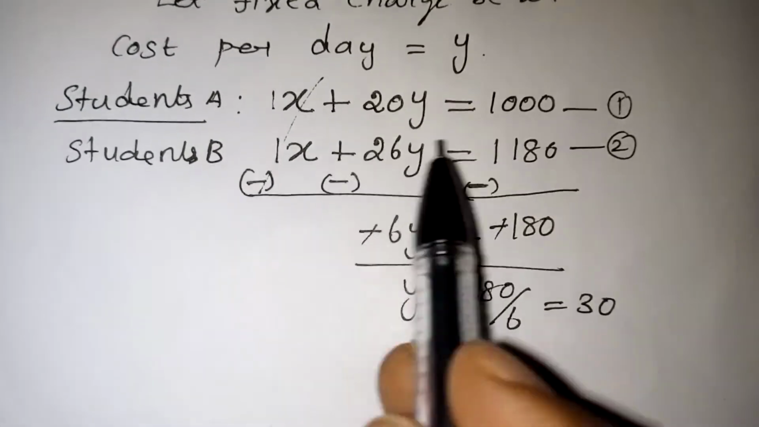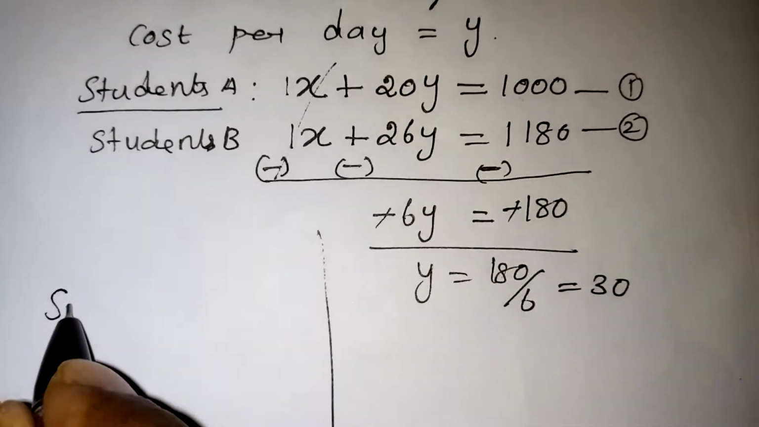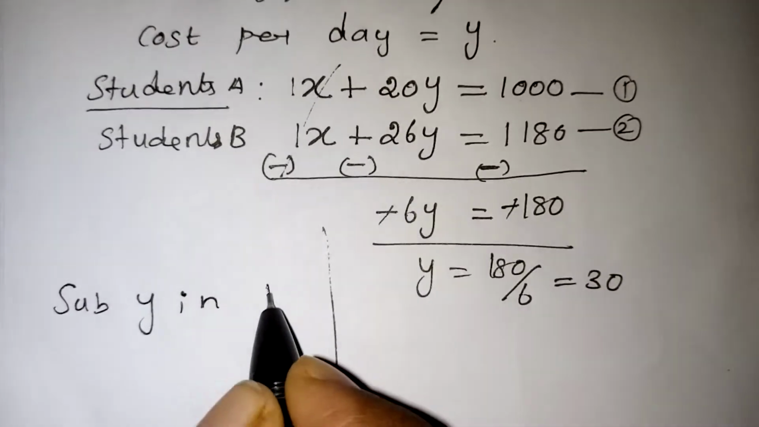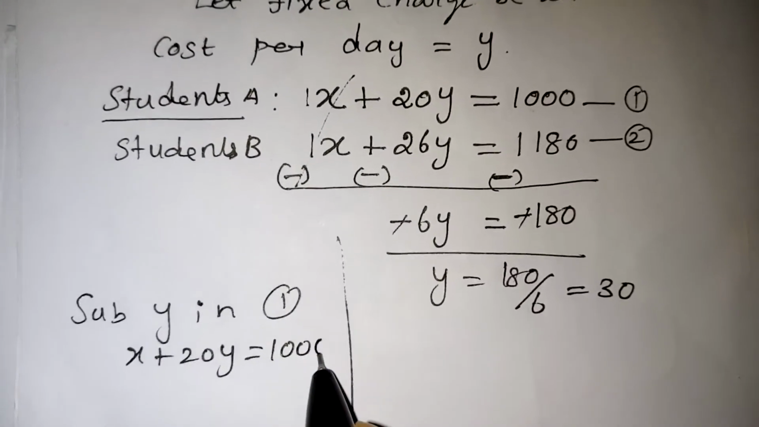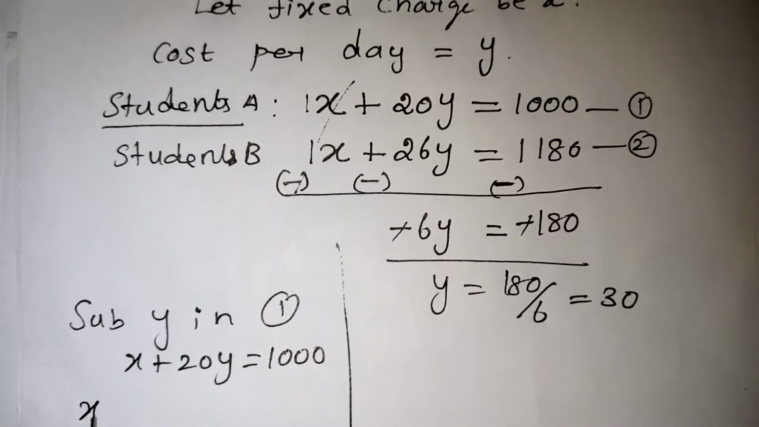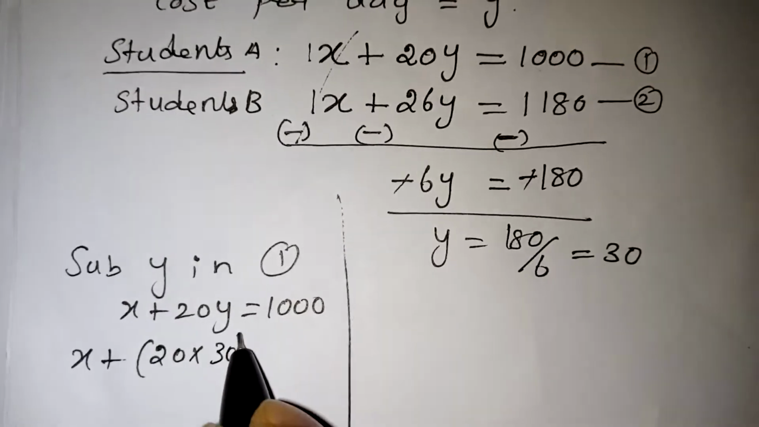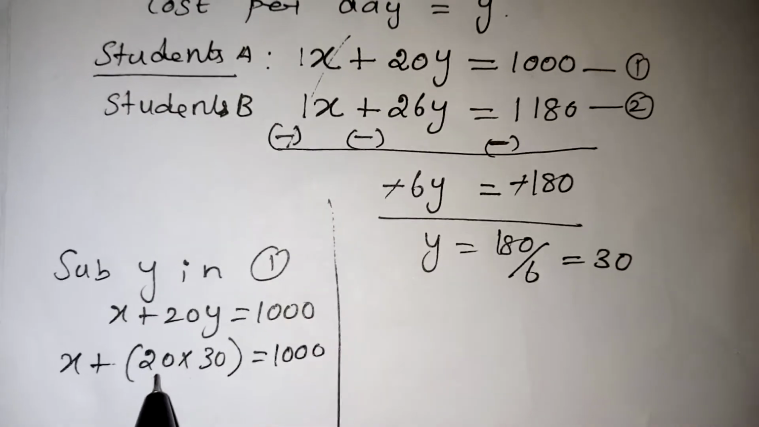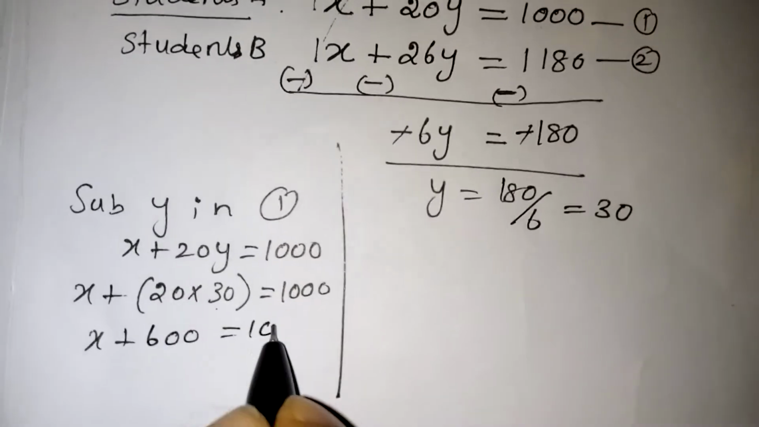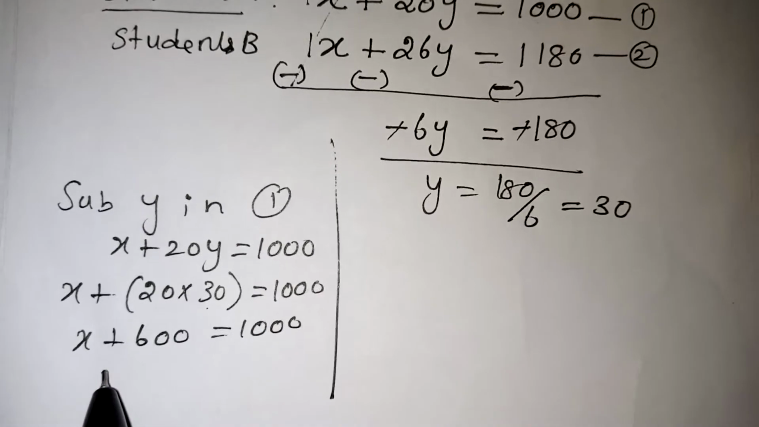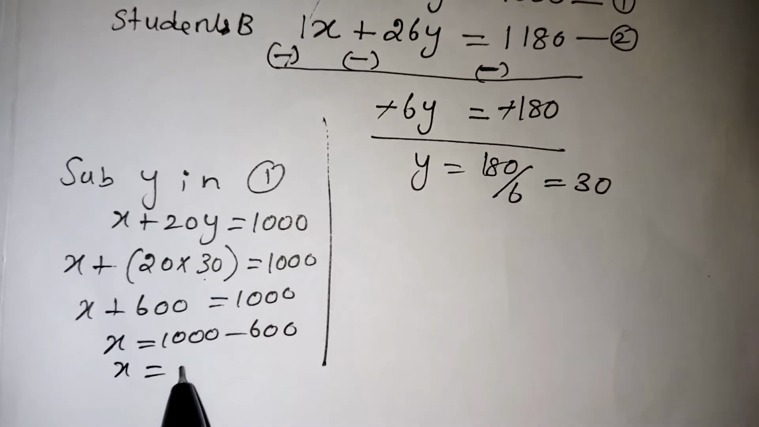So y value we can substitute in any one of the equations. Let us take the first equation. So substitute y in first equation. My first equation is x plus 20y is equal to 1000. Now x we don't know, 20y, that is 20 into your y value we have 30, which is equal to 1000. Now 20 into 30 will give you 600. 2 3s are 6, 2 0s, 600, which is equal to 1000. So plus 600, if you take it to the other side, it will become minus. That is 1000 minus 600 it will be. So x is equal to 400.